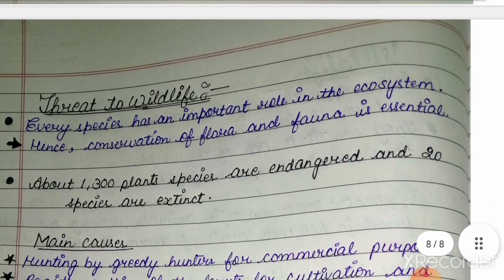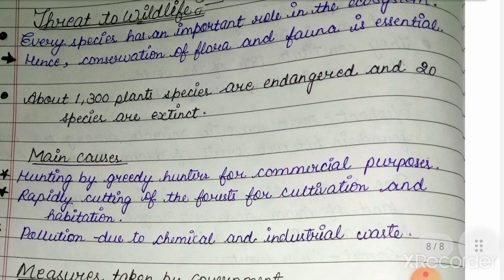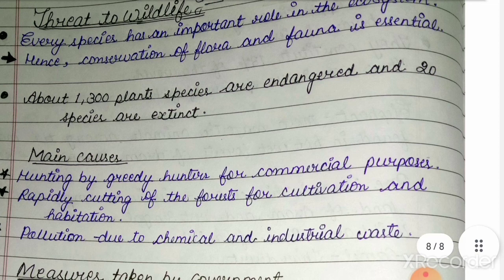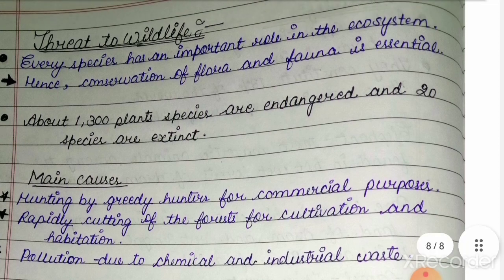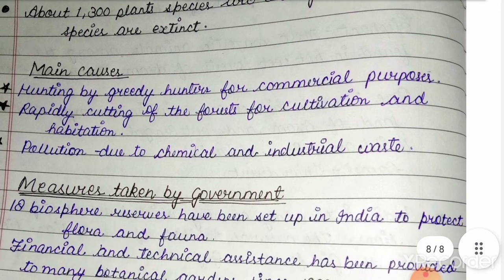Threat to wildlife. This is, I think, our last page, right? Hence conservation of flora and fauna is essential. We can't conserve or protect those animals which have already become extinct, but those animals or plants which are in danger, we can conserve them, right? About 1300 plant species are endangered and 20 species are extinct. So we can conserve these animals, right?